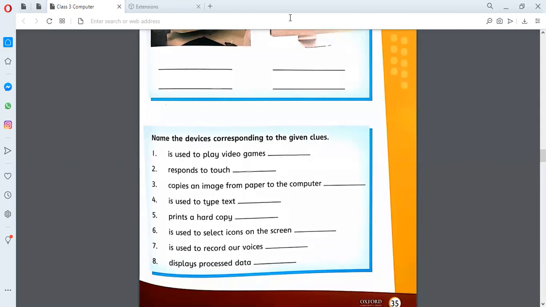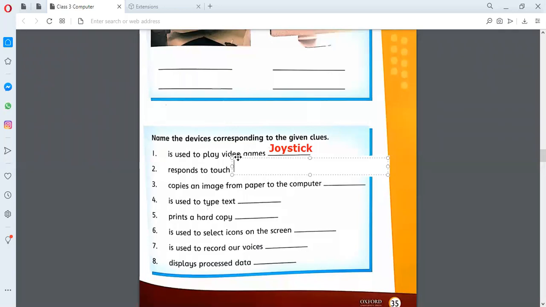There are some hints given. Eight hints are given, and we are done with some of them. So let me write those names which we already did. Dash is the device used to play video games. Which device do we use? We use a joystick. In the last class we already did that. I am just writing it for those who missed the answer, so that they can write.